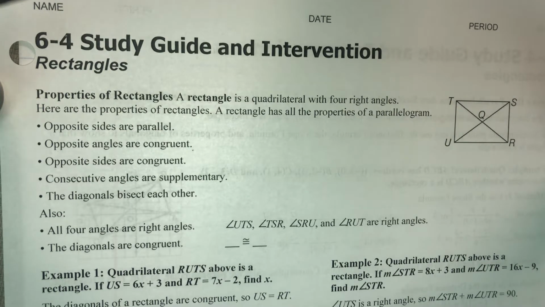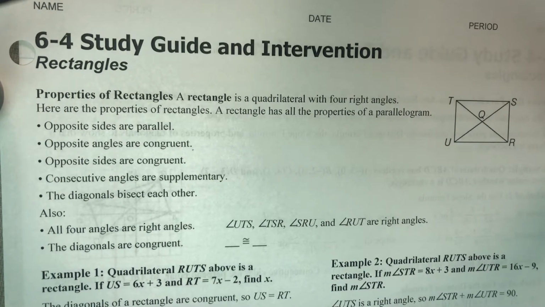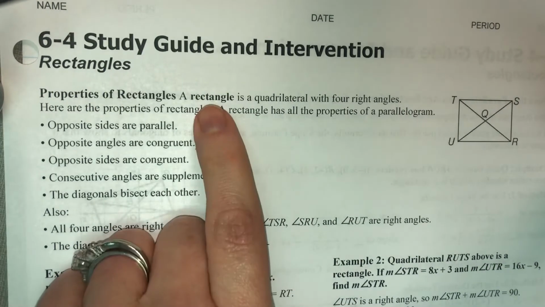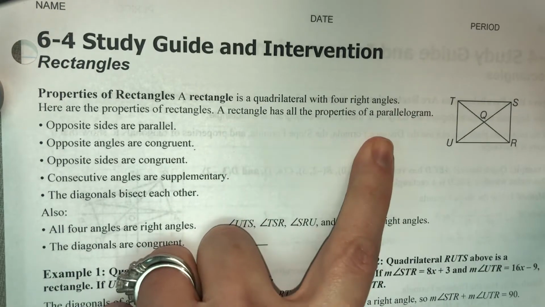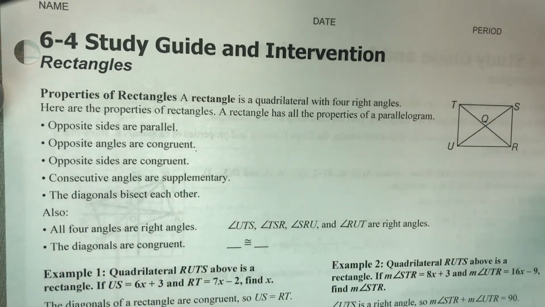Today's lesson is about rectangles, rhombi, and squares. Rectangles are a shape you're probably pretty familiar with. A rectangle is a quadrilateral with 4 right angles. A rectangle has all the properties of a parallelogram.